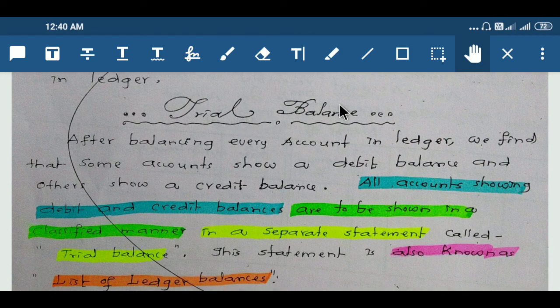Next, trial balance. After balancing every account in ledger, we find that some accounts show a debit balance and others show a credit balance. All accounts showing debit and credit balances are to be shown in a classified manner in a separate statement called trial balance. This statement is also known as a list of ledger balances.